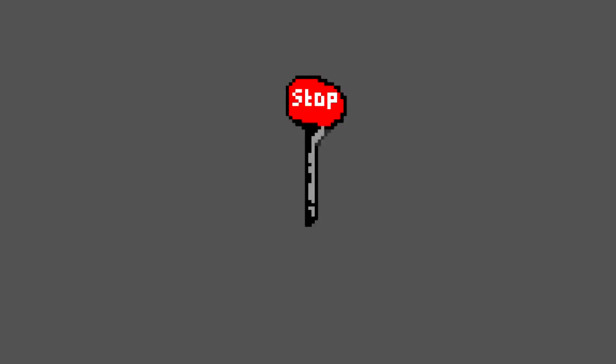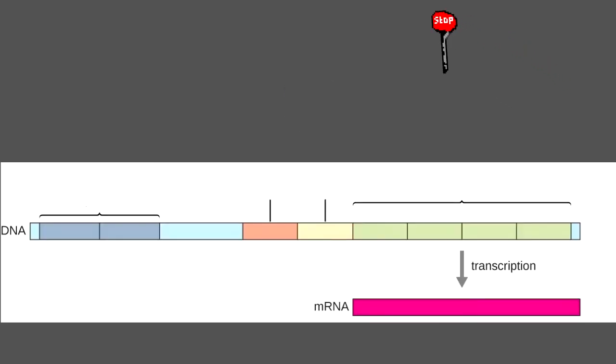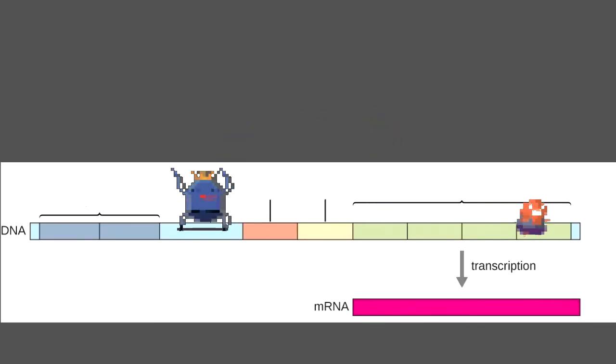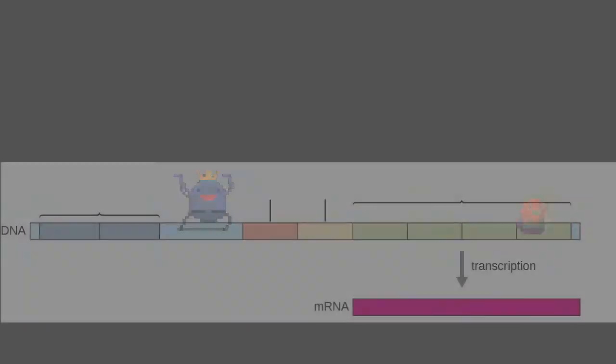If the repressor does not bind to the operator, transcription occurs as usual. When the repressor does bind to the operator, no mRNA is transcribed from those genes. Activators can also bind to the sequence, allowing RNA polymerase to transcribe even more mRNA than usual.